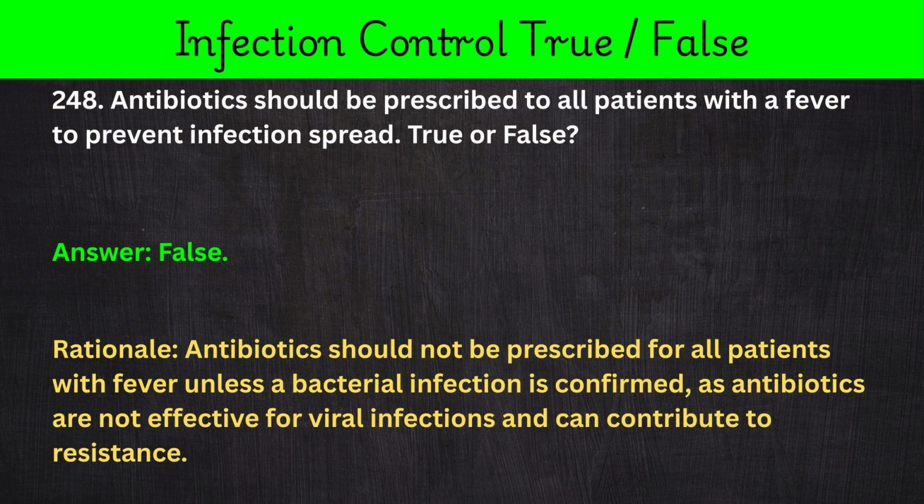248. Antibiotics should be prescribed to all patients with a fever to prevent infection spread. True or false? Answer: false. Rationale: antibiotics should not be prescribed for all patients with fever unless a bacterial infection is confirmed, as antibiotics are not effective for viral infections and can contribute to resistance.